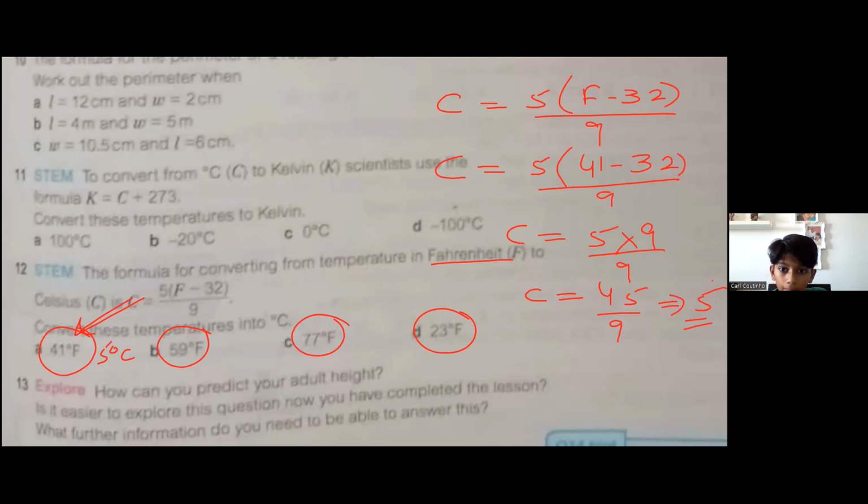We could also have done it in this way: at this step we could have cut 9 and 9 simply, because they are in division, right? Yes.